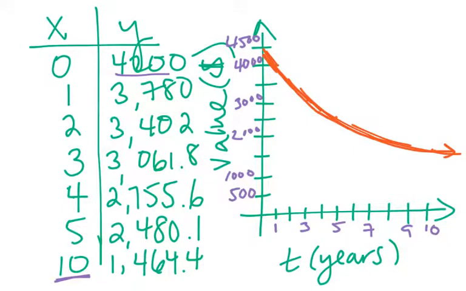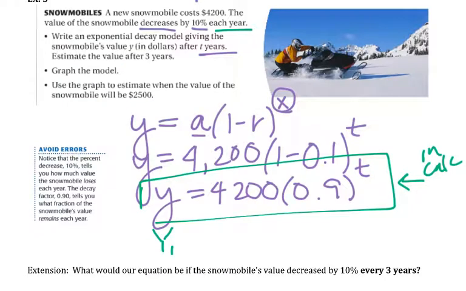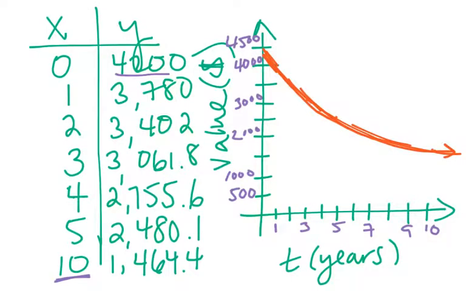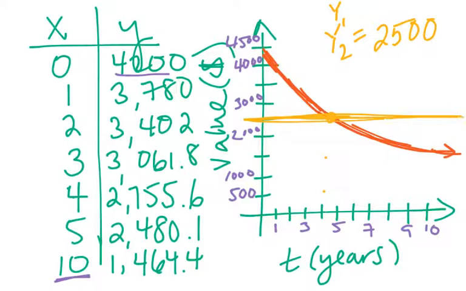Then the problem asked us to estimate when the value of the snowmobile will be $2,500. So looking at our graph here, 2,500. So it looks like it'll be about 4 years, but we want to have a more exact value than that. So you have the equation for this graph in y1, and in y2, we want to put 2,500. That will graph this line, and then we can find the intersection.